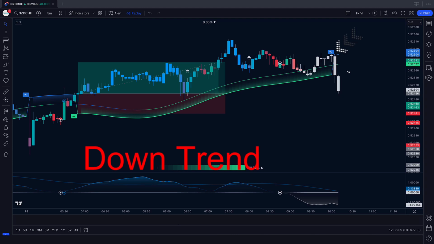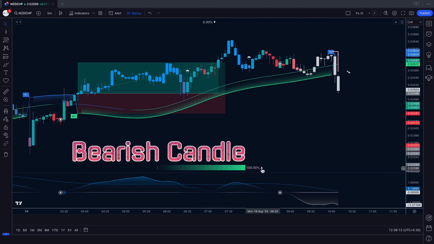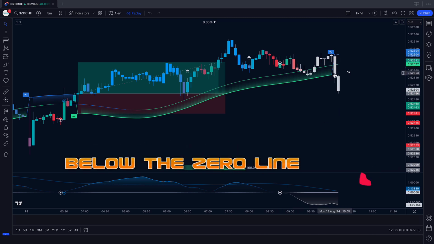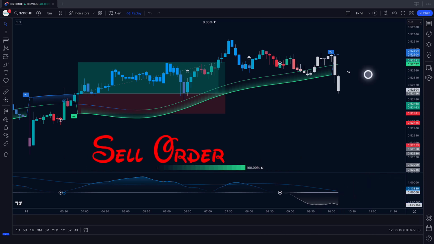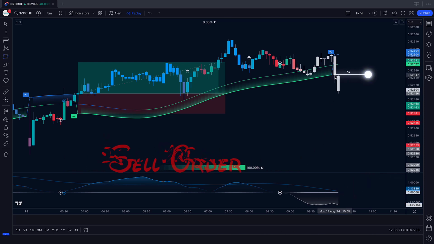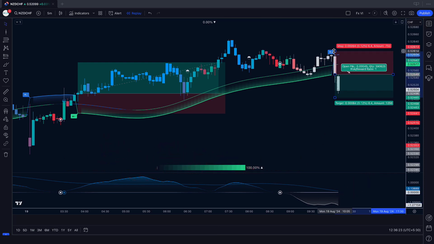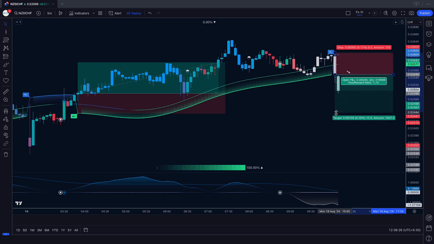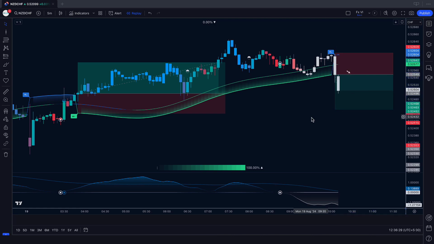The volatility Gaussian bands indicator gives us downtrend signals. The market has made bearish candles to give confirmation. And the regression line of the regression indicator is below the zero line. All these conditions are met, so we will place a sell order. Our stop loss will be placed at the higher level of the volatility Gaussian bands indicator, and the risk to reward ratio will be 1:1.5.